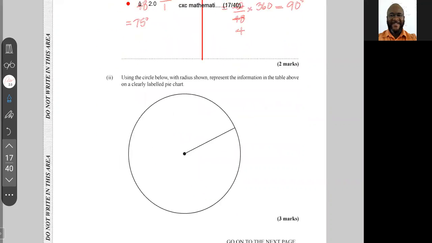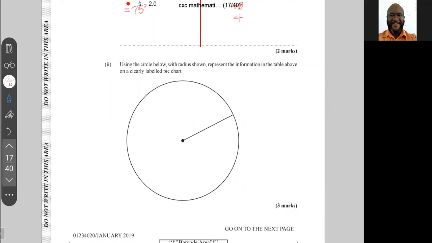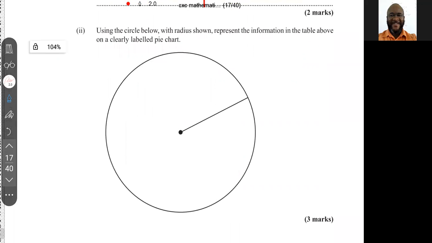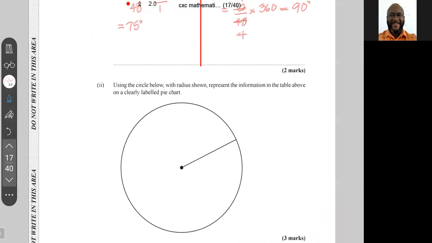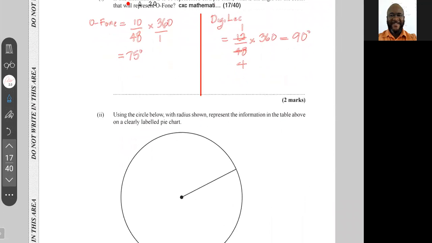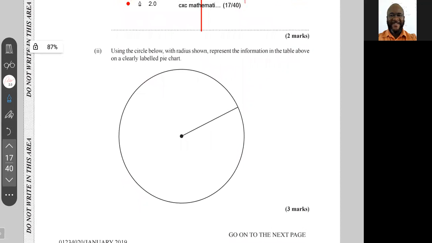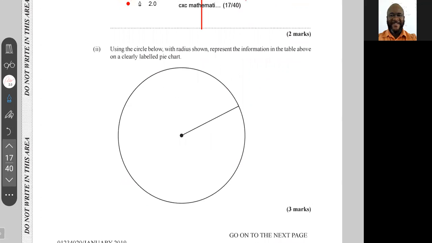Then this says, using the circle below with radius shown, represent the information in the table above on a clearly labeled pie chart. So this is my pie chart. And my information is saying the smallest angle is 45 degrees and is associated with other. So I'm going to put on my angles from the smallest to the largest. The smallest angle is 45 degrees. Now, when I'm doing this, that initial line is going to be my 0 line.